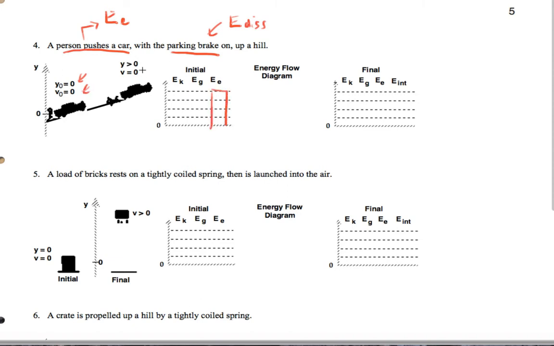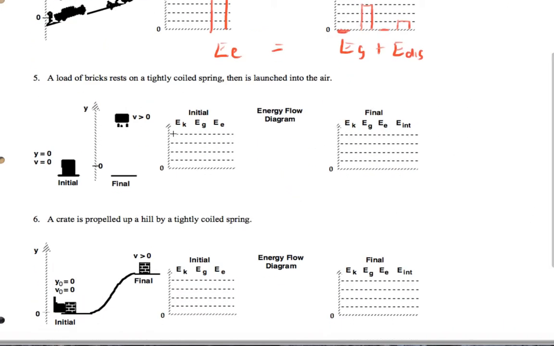Now we wind up at the top of the hill. Notice that there's still no speed, so there's still no kinetic. So that means our energy is distributed as gravity energy and dissipated. And some of you might have made this 50-50. That's totally fine. The important point is that you don't want anything going into the kinetic or elastic bin at the end. So our equation is going to be E elastic is E gravity plus E dissipated.